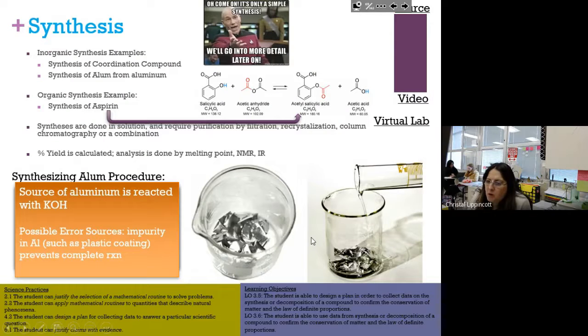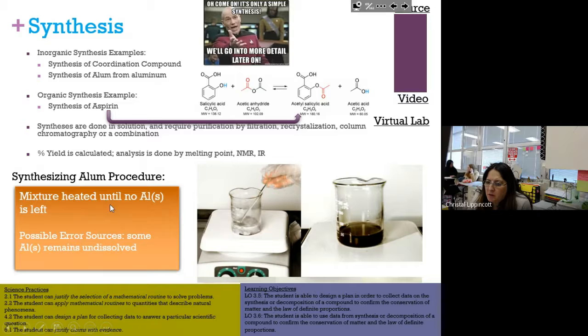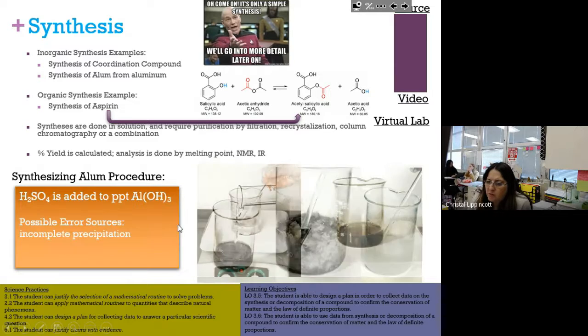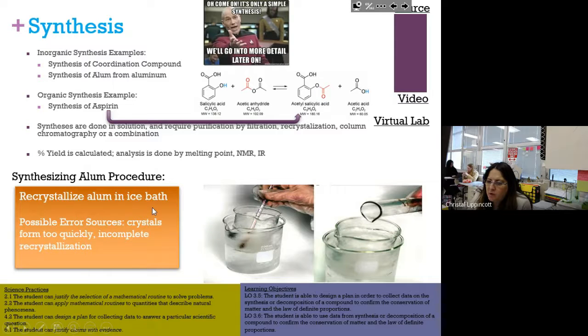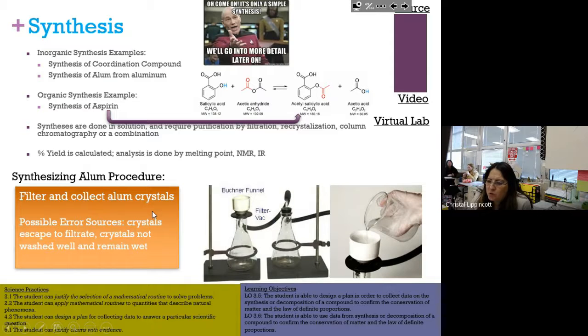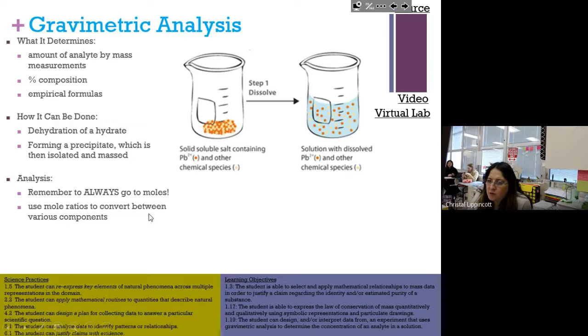Okay. Synthesis reactions, then we're combining two different things together. So you're going to heat mixture. You have a mixture. You're going to heat it until none of the aluminum's left. Then you add in sulfuric acid to precipitate out, and then you recrystallize that alum in an ice bath. Then you filter and collect those, and you're left with the pure substance.